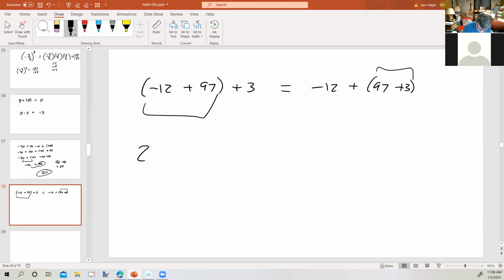How about this one? 2 times the quantity x plus 7. The distributive property, we would get 2x plus 14. So associative property, changing the way things are grouped. Distributive property, distributing the outside number through the parentheses.